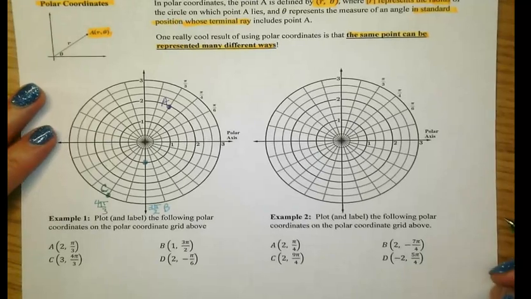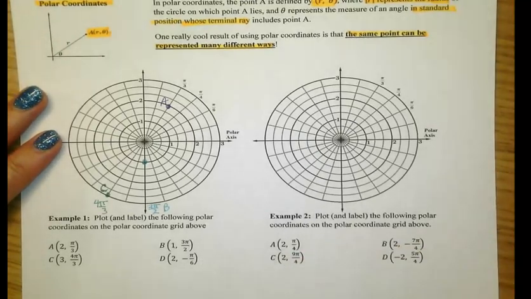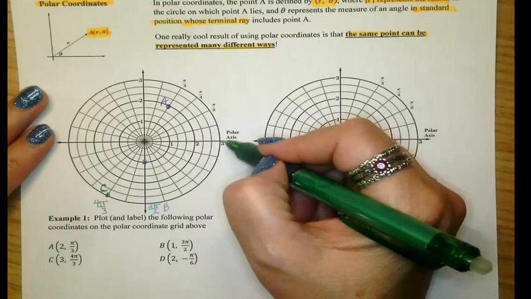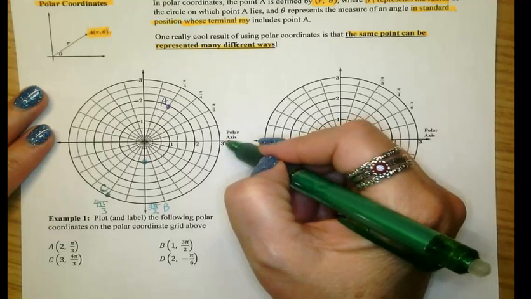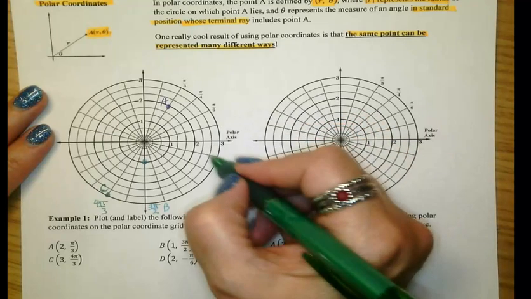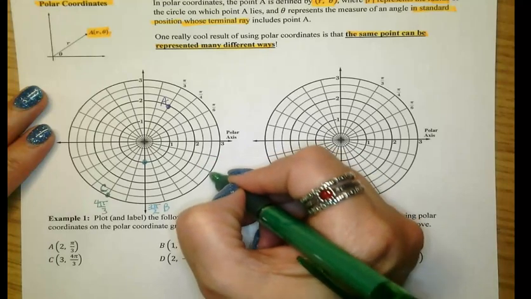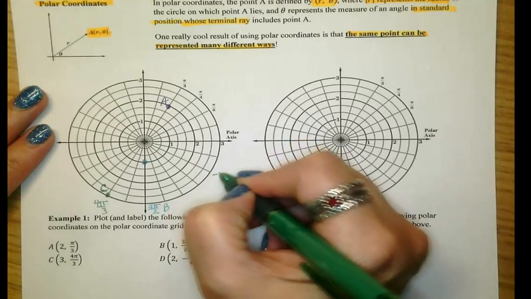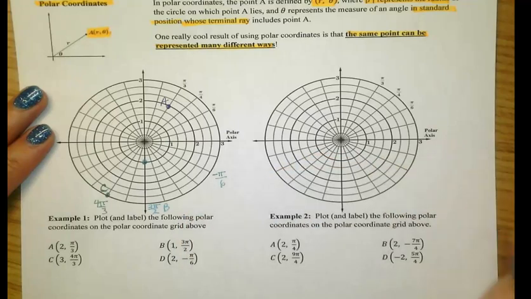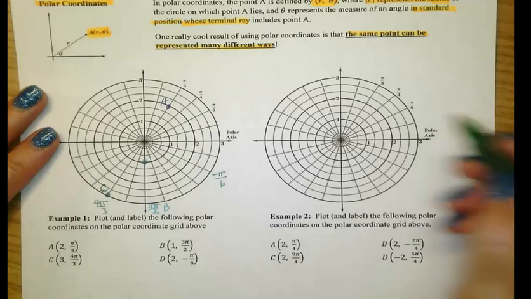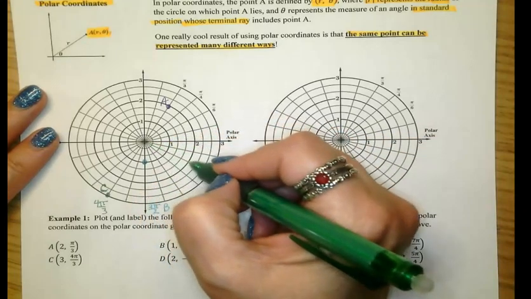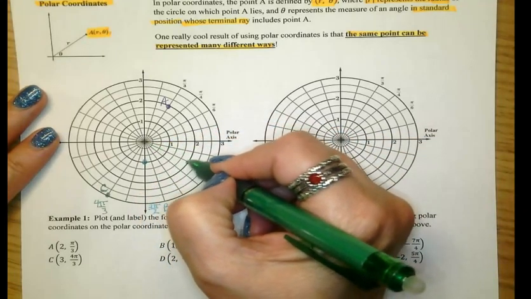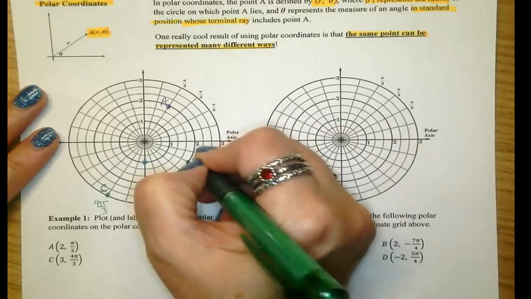Yeah? All right, so the last one, negative pi over 6. That means from the polar axis in the negative direction would be negative pi over 6. Don't forget that extra marker here. So we're going to be here at negative pi over 6. And then from the origin, from the center, from the pole, on this line, we're going to go out to the 2 marker, which is out here. And that's going to be D.